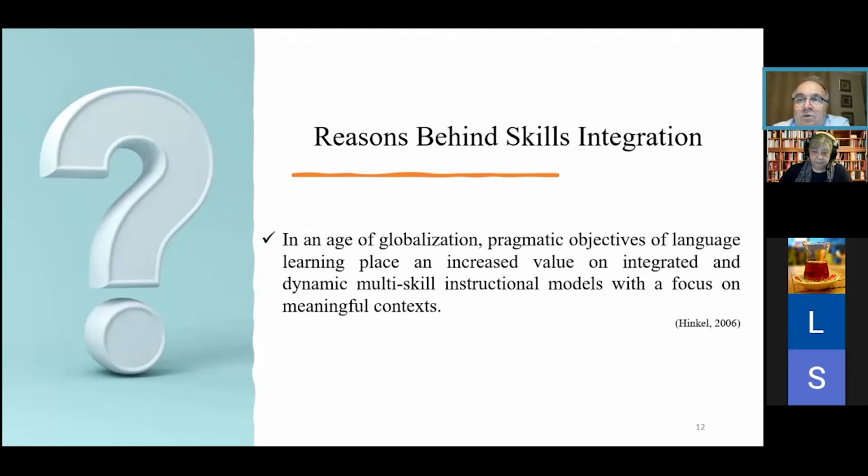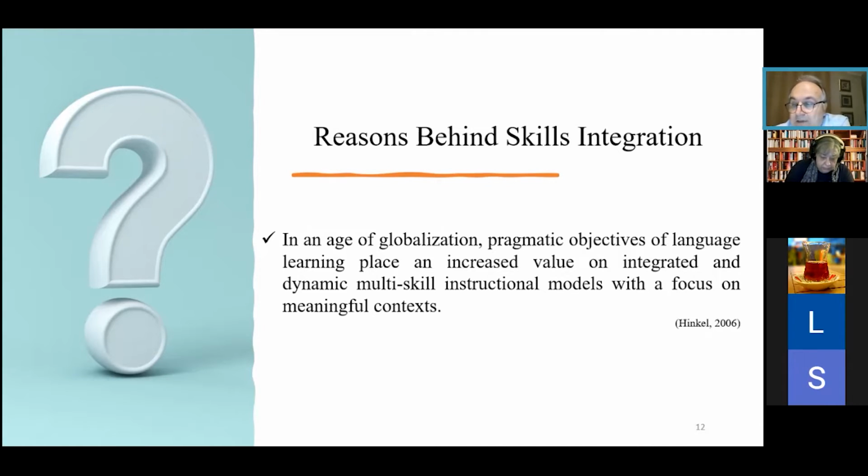In other words, they have to transfer what they have already learned in the actual classroom setting to outside the classroom, to their real life experience. Okay, so skills integration may provide this chance for our learners. Therefore, we should make use of integrated language teaching and various integrated pedagogical paradigms in our classrooms.